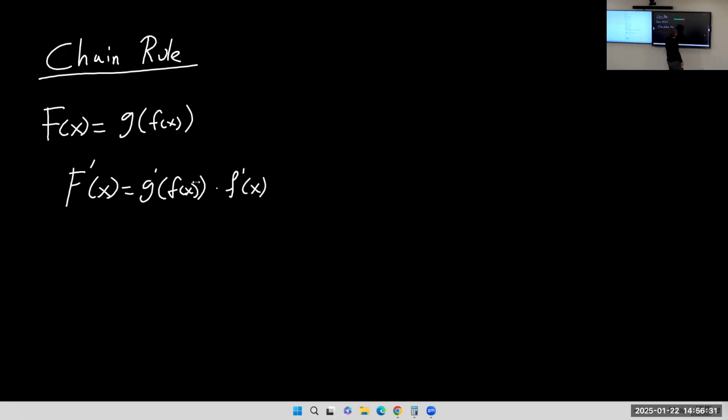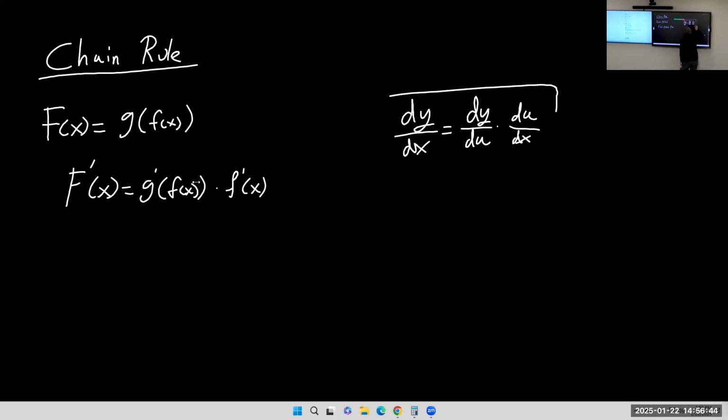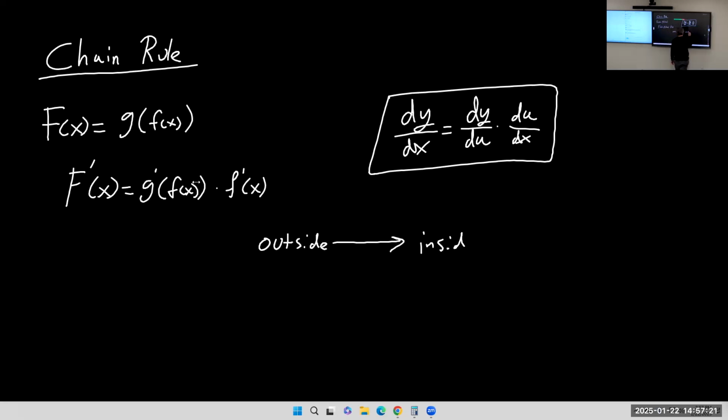They might also write it as dy/dx equals dy/du times du/dx. This is the more helpful version to us because this is closer to what we actually do. You do the outside and then the inside. Take the derivative of the outside and then the inside.